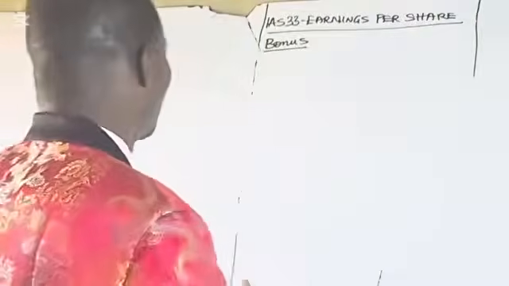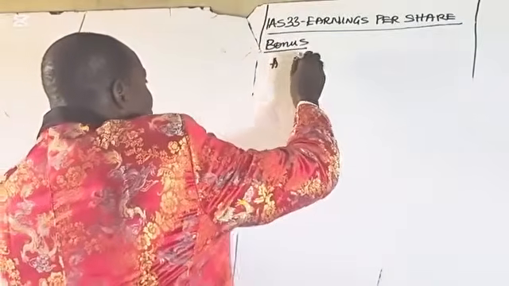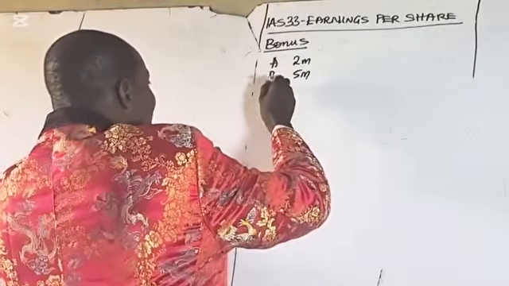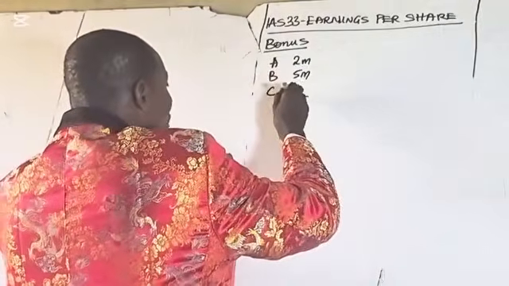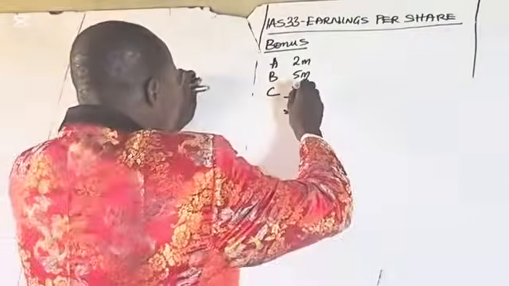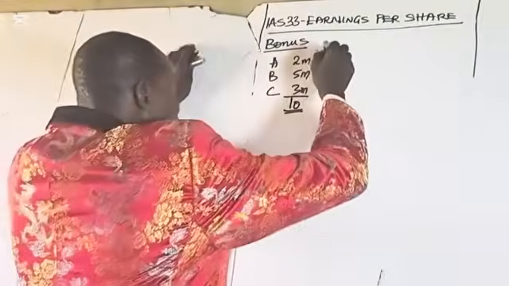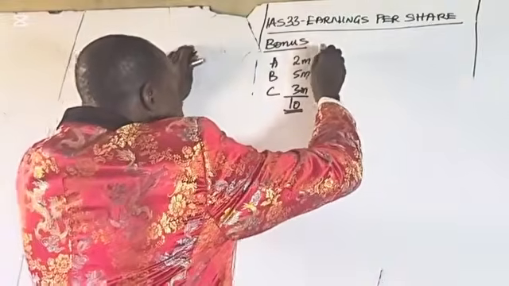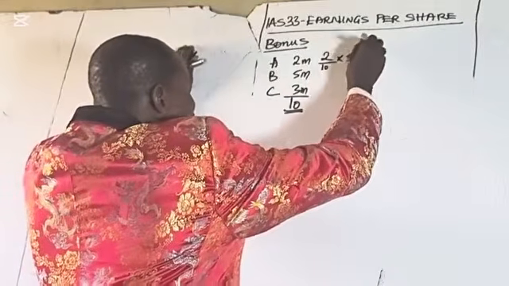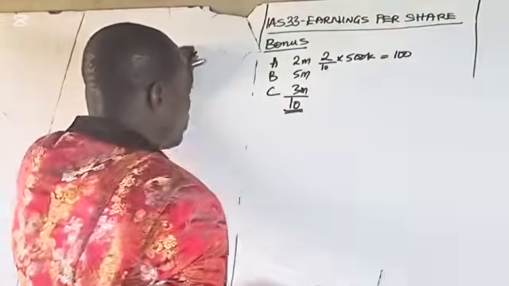What I'm trying to say is that if Mr. A has 2 million shares, Mr. B has 5 million shares and C has 3 million shares, the total shares they have is 10 million. So if they want to make a bonus issue of 500,000, Mr. A will receive 2/10 times 500,000. This will give us 100,000.